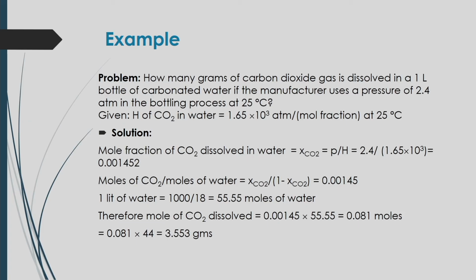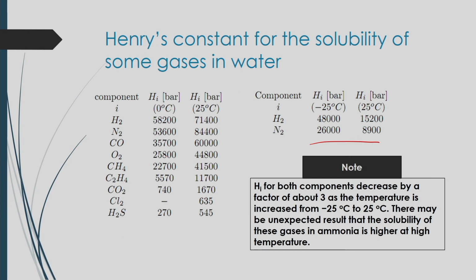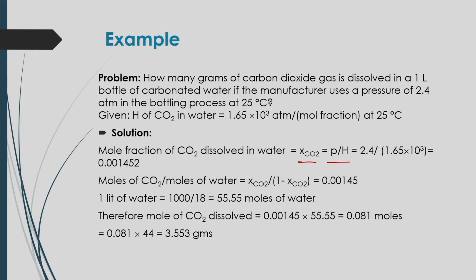Now, the mole fraction of carbon dioxide dissolved in water is what you have to find out first. That is x CO2, and it can be calculated based on Henry's law. The law says Pi is equal to xA into H, which means xA will be equal to Pi by H, where P is the partial pressure of carbon dioxide and H is Henry's law constant.